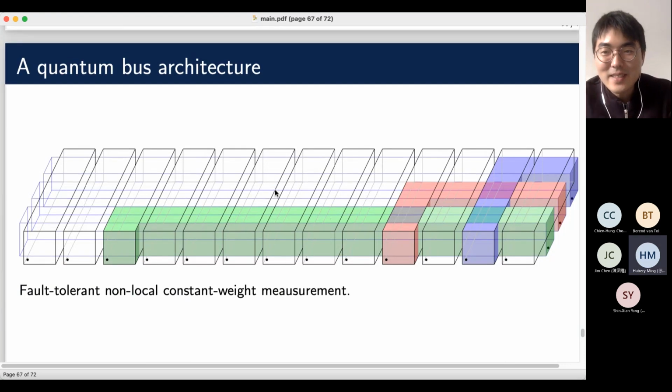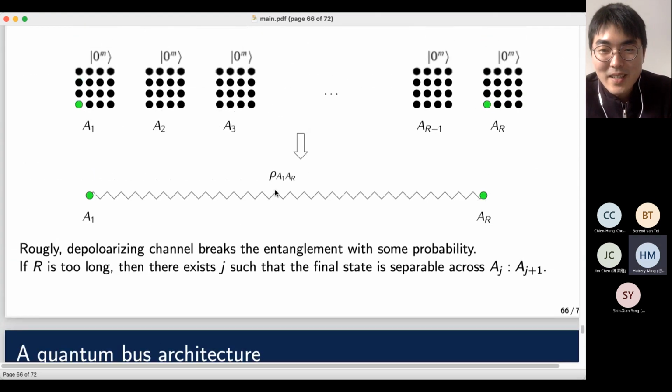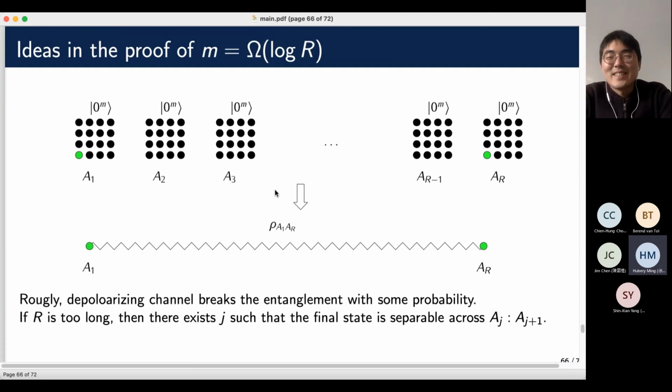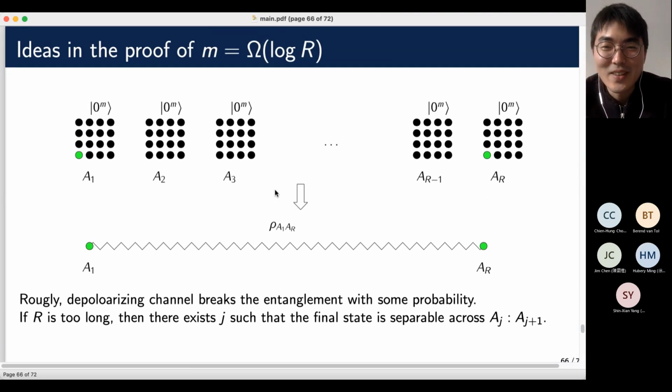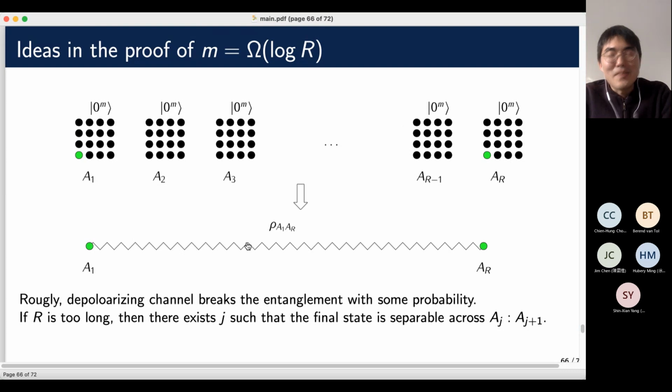Sorry, does separable mean exactly separable or just nearly separable? Exactly separable. Okay. Maybe you can consider a somewhat relaxed version, but to prove our bound, it was enough to only consider the exactly separable case. Okay. So if it is separable, there is no entanglement at all. So the fidelity with the Bell state is not greater than 1/2.